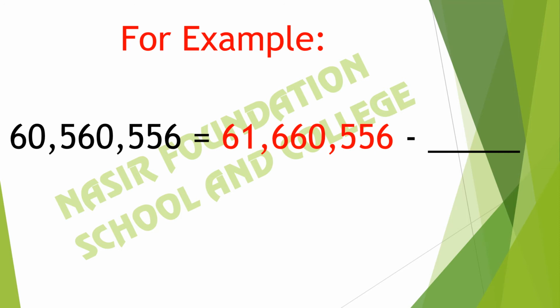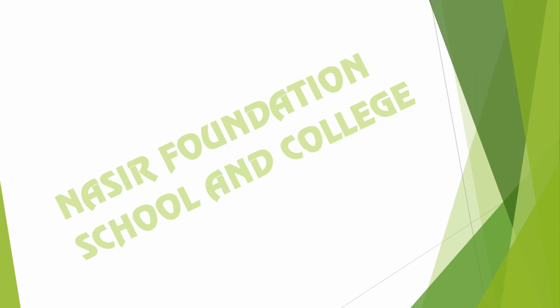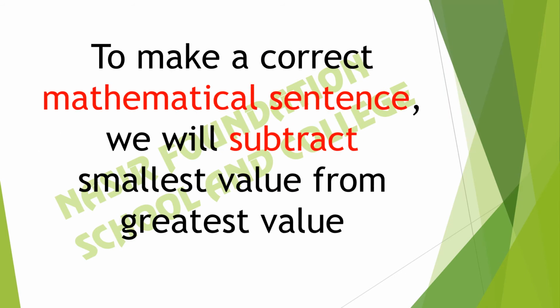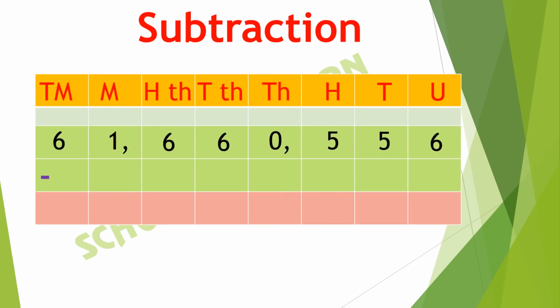Here we have the number 60,560,566. On the other side, we have 61,660,556. What we will subtract from this number to make this sentence true? To make a correct mathematical sentence, we will subtract smallest value from the greatest value. Here a chart has been shown and we will subtract the smallest value from the greatest value.